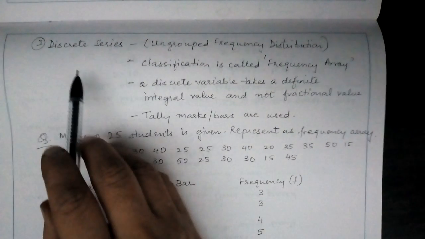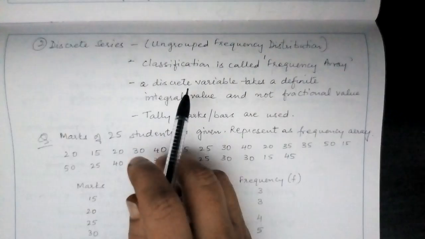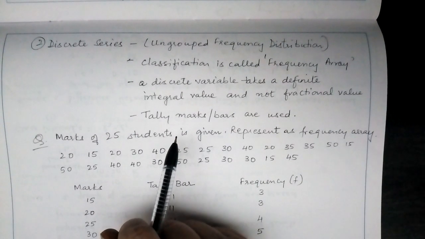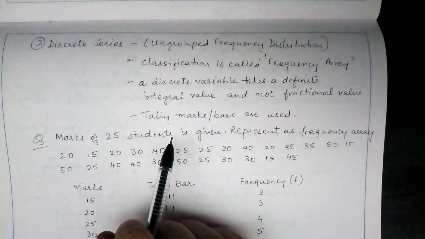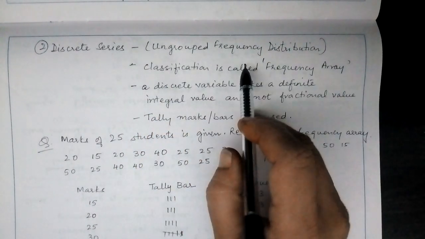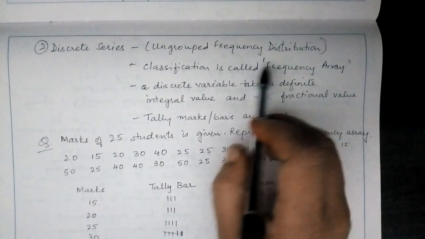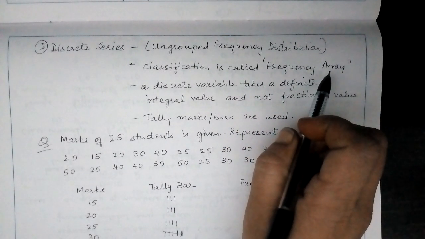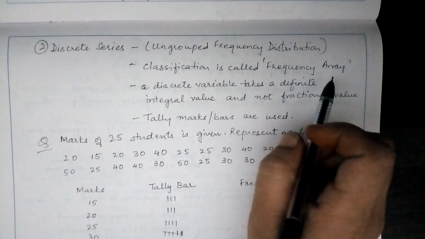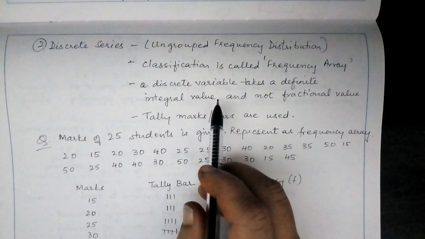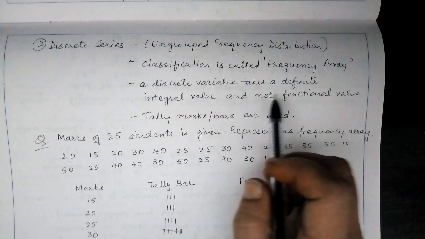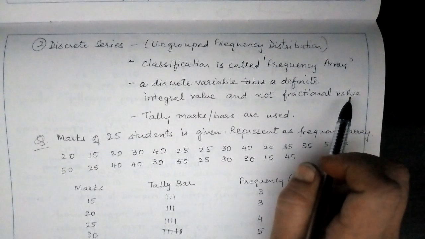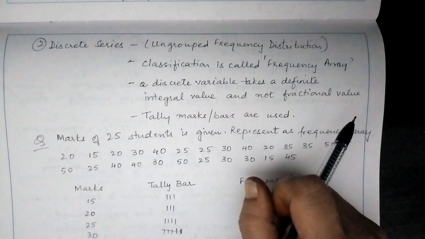Let's now talk about the next series called the discrete series. In the previous video, we learned what is a discrete number. A discrete number is a whole number, isn't it? It is not a fraction or decimal. So discrete series is for an ungrouped frequency distribution. We are going to see the classification of such data, which is called the frequency array. Now array we learnt is in the ascending order or the descending order. Then a discrete variable is that variable which takes a definite integral value and not fractional values. So they are not decimals, they are not fractions, they are whole numbers.